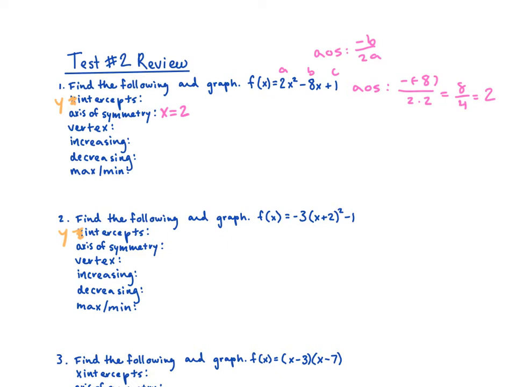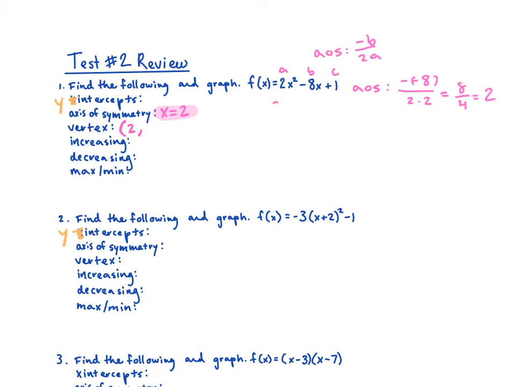Remember that your axis of symmetry is a vertical line, so you need x is equal to 2. You can't just put 2. It's got to have that x is equal to 2. What is the first number in our vertex going to be? 2. And how do we find the second number?